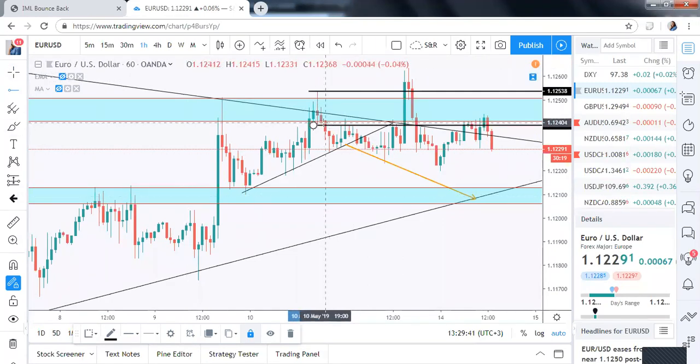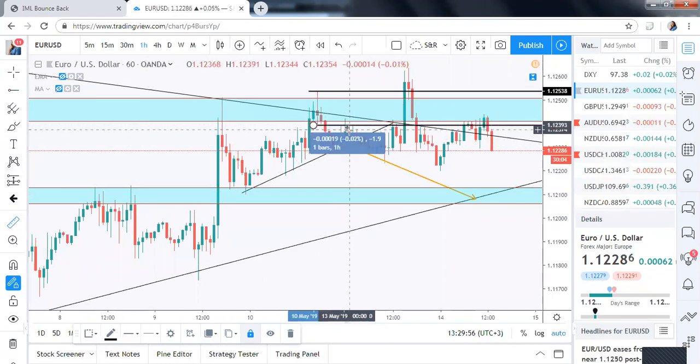Now, two candle bodies closing below. So we have 1 and 2, sell limit on this line. Notice how we got wicked entry in, and we're looking for what? We're looking for 20 pips. So we're looking for 20 pips here.